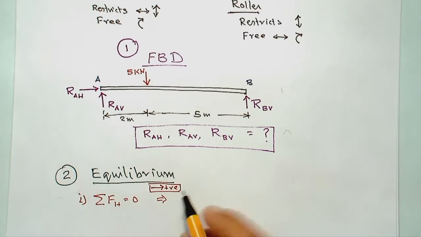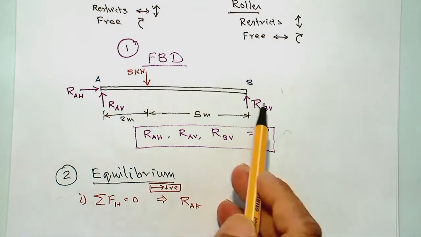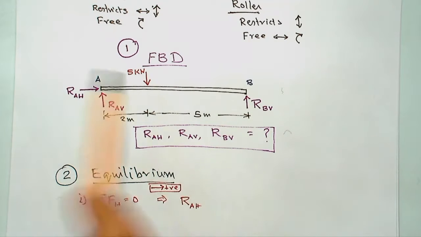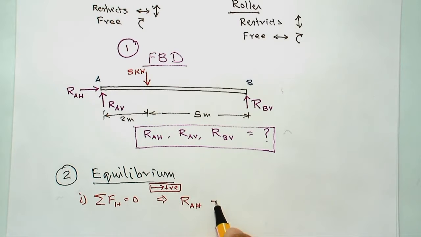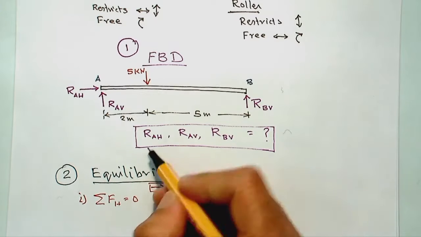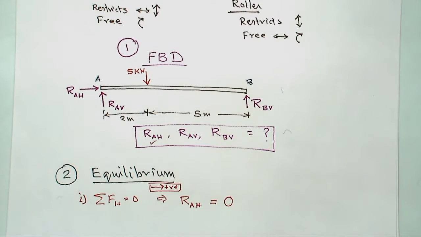So that means RAH is going left to right. And there are 4 forces, 3 reactions plus 1 force. There is no other force going in the horizontal direction. So this would be equal to 0. So that is my first one solved. RAH is equal to 0.